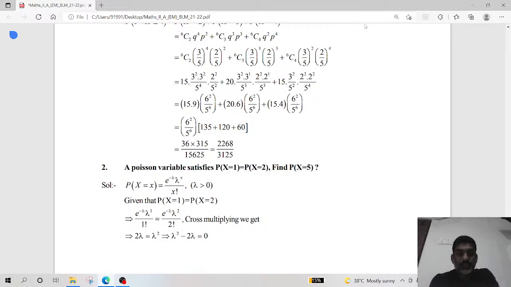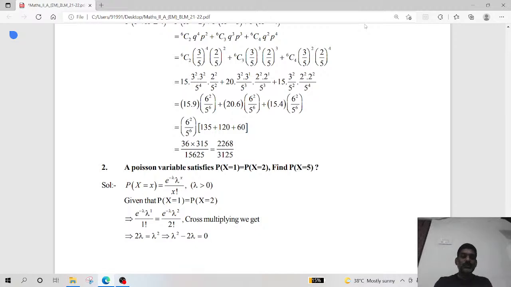Next one: a Poisson variable satisfies P of x equals 1 is equal to P of x equals 2. Find P of x equals 5. The Poisson variable formula is e to the power of minus lambda into lambda power x divided by x factorial. x equals 1 is given, so substitute x equals 1. What is P of x equals 1? It is e power minus lambda into lambda power 1 divided by 1 factorial.